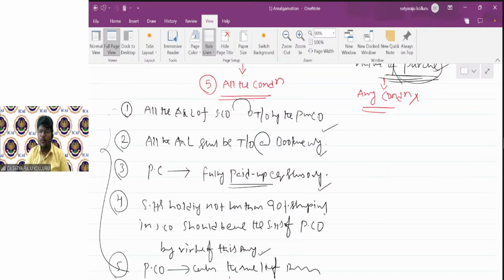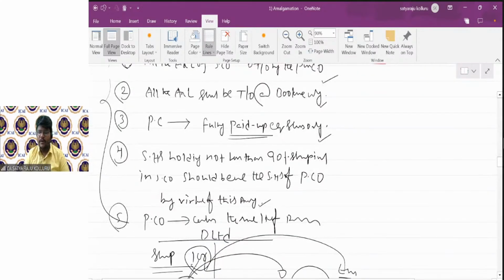That means whatever purchase consideration is issued by the purchasing company should be issued to the shareholders of the selling company. Only then is it possible that at least 90% of the shareholders automatically become shareholders of the purchasing company. And the purchasing company will continue the same line of business of the selling company post acquisition.